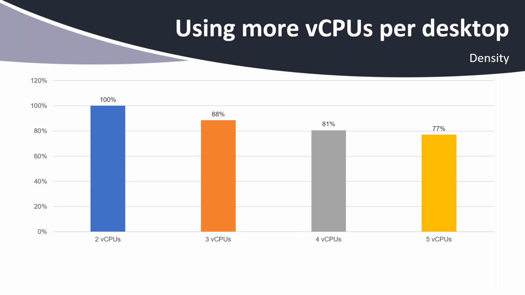You would think that if you go from 3 to 4, you will lose again 12%. But in our testing, we only see a drop of 7%. And going further to 5, there's another drop of 4%. But at 77% density, you lose almost a quarter of your users on a system. So it depends on your workload what's the best solution. But going from 2 to 4 can be a business case. Going further, I don't think so.